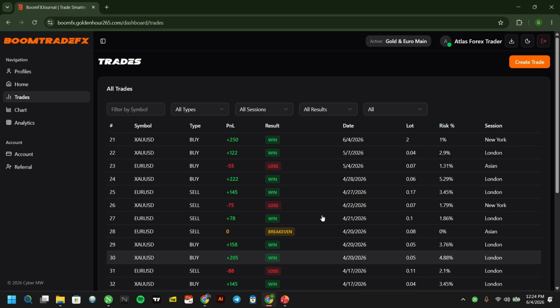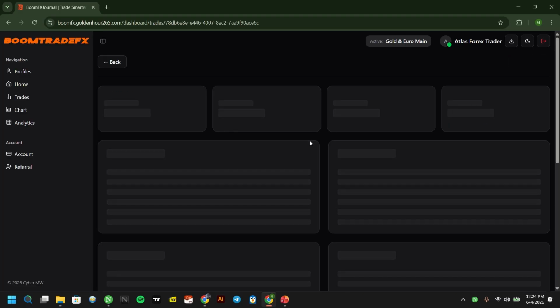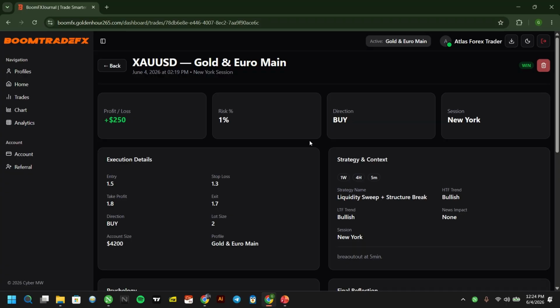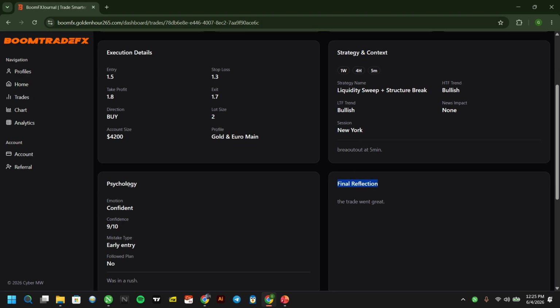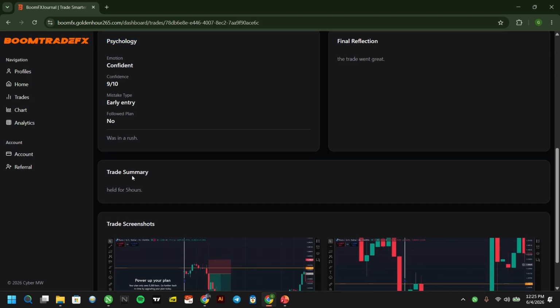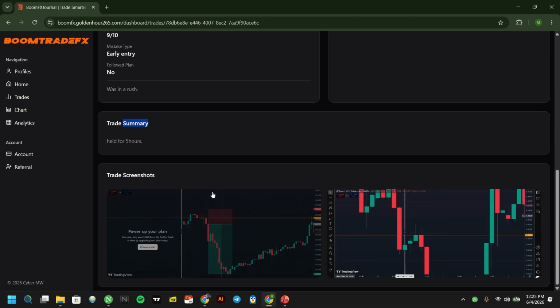As you can see, trade number 21. This is our trade right here. We can literally just click on the trade to view more details about it. So let's click on the trade. All right, once we click on the trade, we can see all the full details. These details are the ones that we just inputted: the profit and loss, 250, the risk, the strategy and context, the final reflection, the psychology, the trade summary, and finally the screenshots we just uploaded.